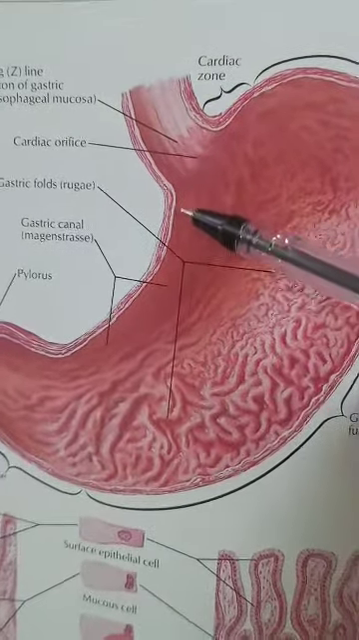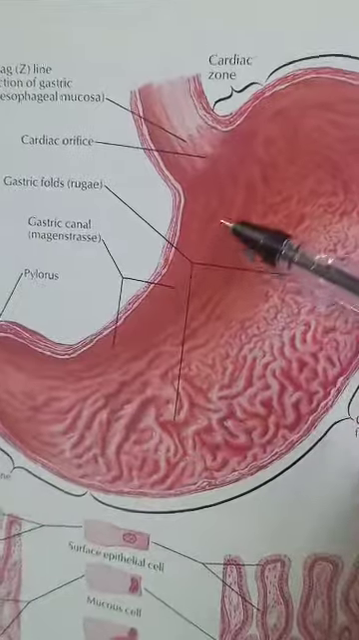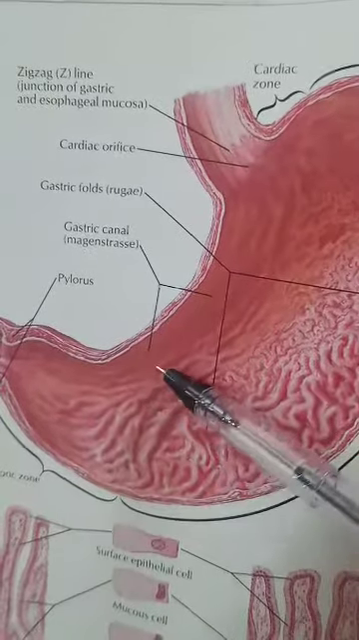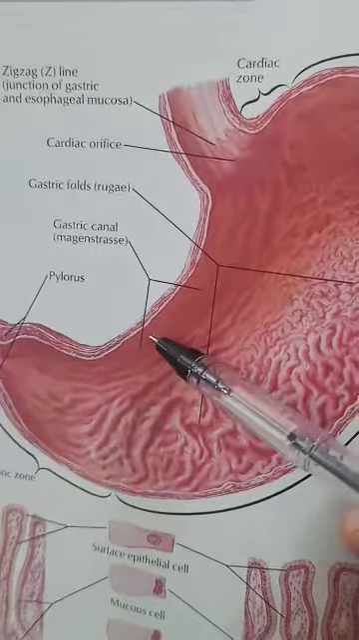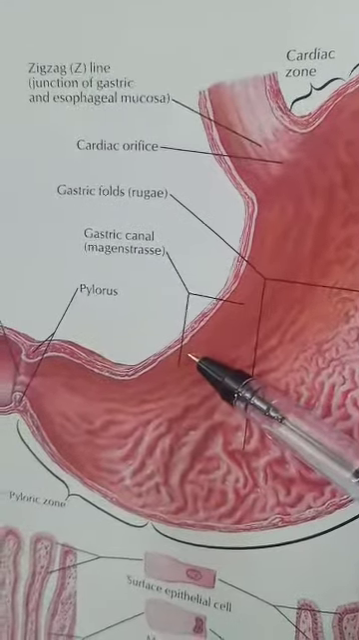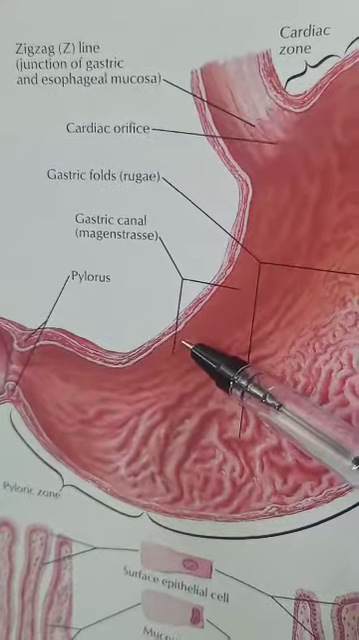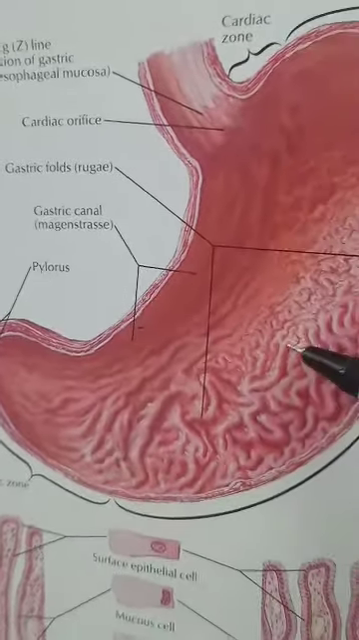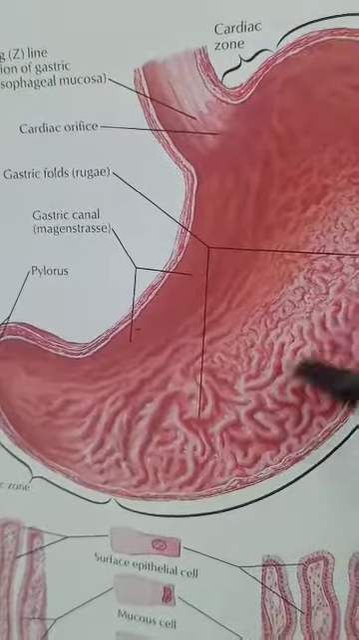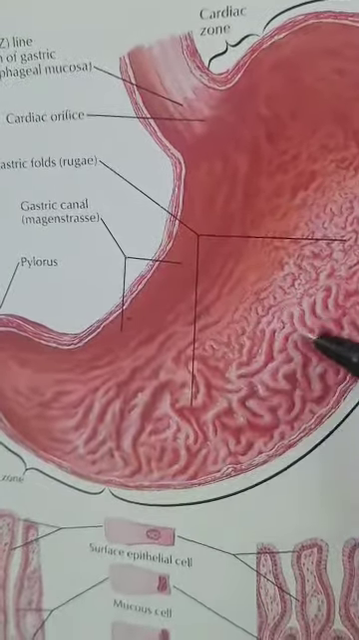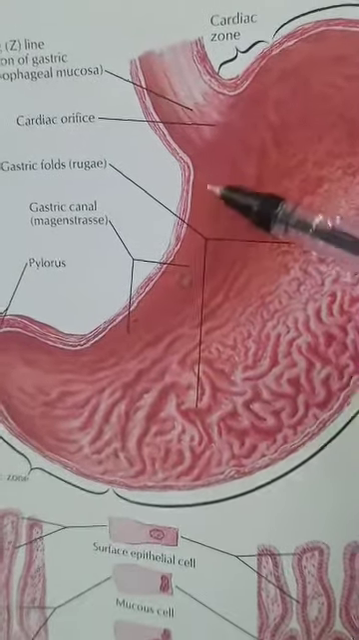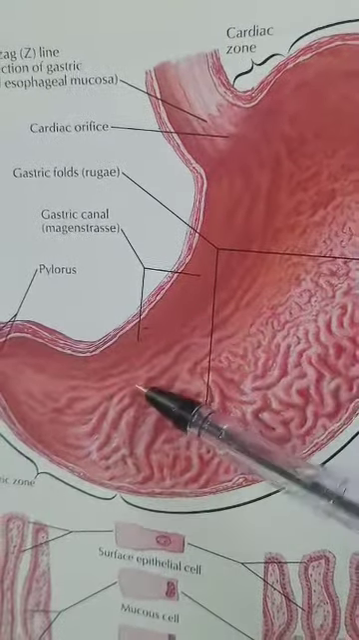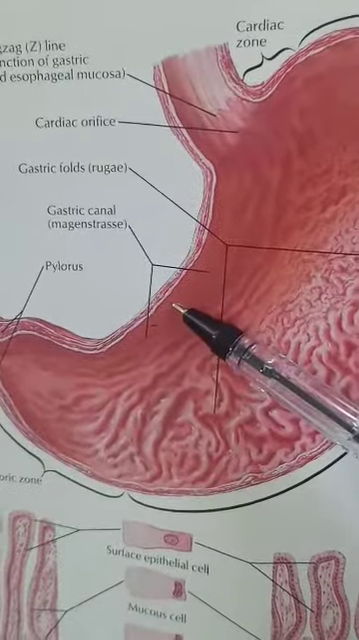Okay. And near the lesser curvature, we can see the rugae are longitudinally placed. So longitudinally placed rugae are known as gastric canal, or otherwise known as Magenstrasse. Gastric canal or Magenstrasse. So this is the gastric fold or rugae. Here we can see them irregularly, but towards the lesser curvature, the rugae or mucosal folds are longitudinally placed. They are known as gastric canal.